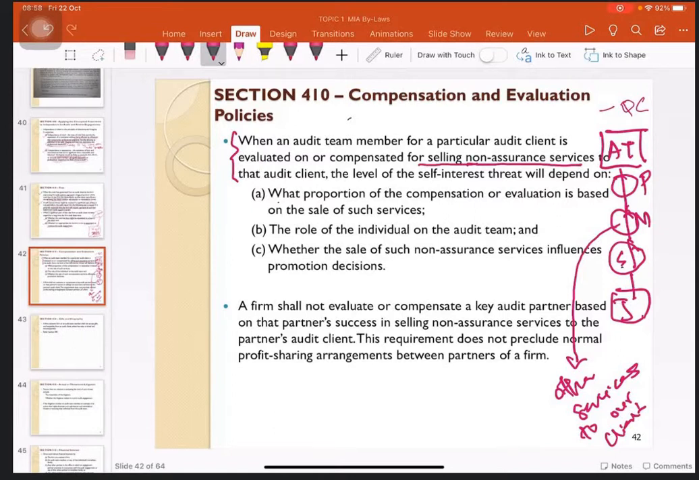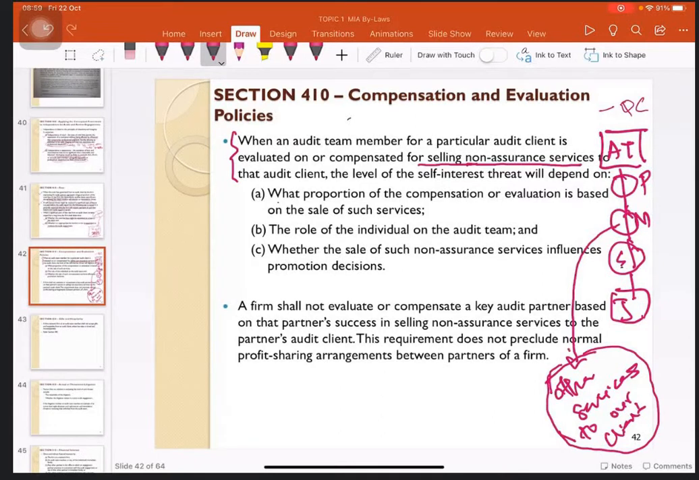So the level of self-interest threat will depend on, number one, the proportion of the compensation or evaluation that is based on the sales of such services. Kemudian the role of the individual on that audit team, and then whether the sales of such non-assurance services influence promotion decisions. So it will create a self-interest threat kalau the proportion of the compensation or evaluation is based on the sales.